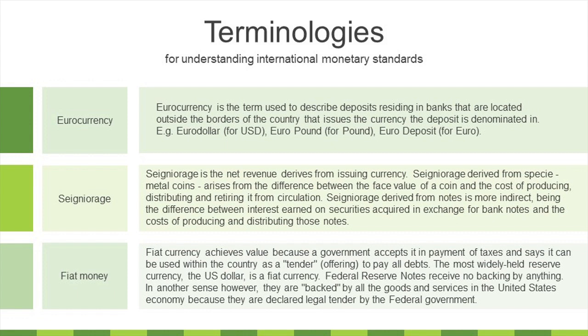Fiat money. Fiat currency achieves value because a government accepts it in payment of taxes and says it can be used within the country as legal tender to pay all debts. The most widely held reserve currency, the US dollar, is a fiat currency. Federal Reserve notes receive no backing by anything. In another sense, however, they are backed by all the goods and services in the United States economy, because they are declared legal tender by the federal government.